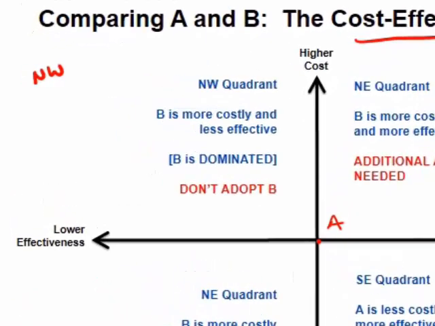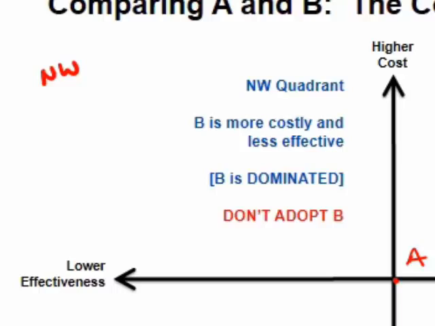In the northwest quadrant, you have an intervention that increases cost and lowers effectiveness. So intervention B relative to A here increases cost and reduces effectiveness. It's a bad intervention. And we say that B is dominated because it increases cost and lowers effectiveness. So the decision rule is a no-brainer. You don't adopt intervention B.